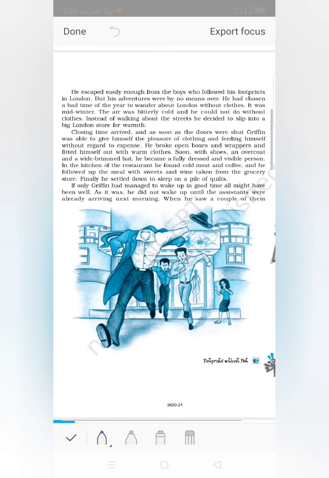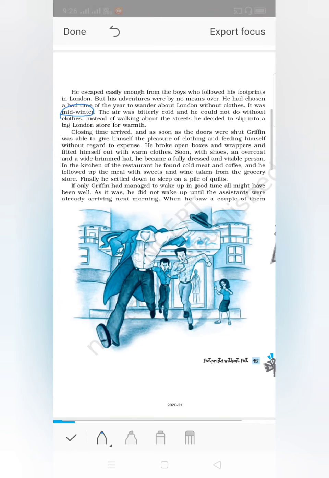He escaped easily enough from the boys who followed his footprints in London. But his adventures were by no means over. He had chosen a bad time of the year to wander about London without clothes. It was midwinter. The air was bitterly cold and he could not do without clothes. Instead of walking about the streets, he decided to slip into a big London store for warmth.